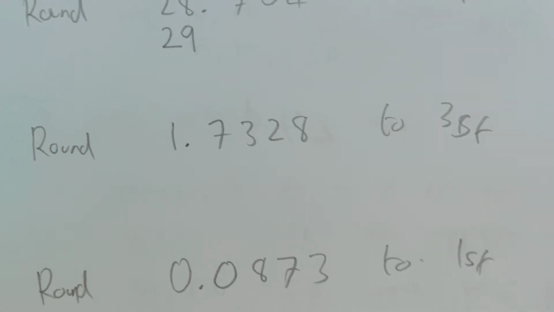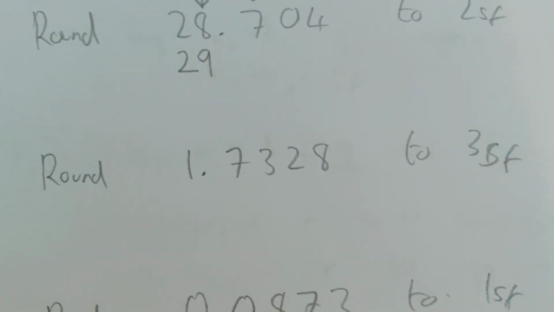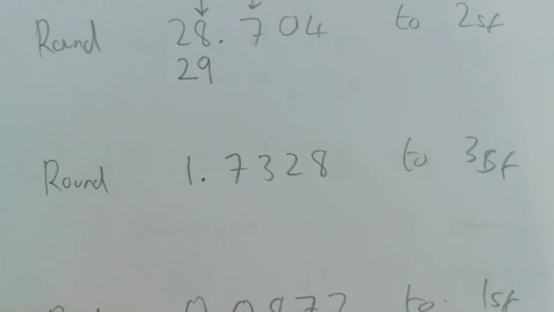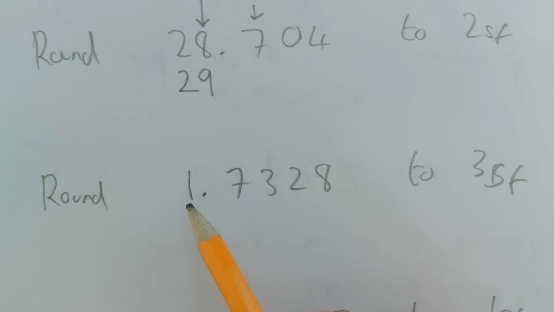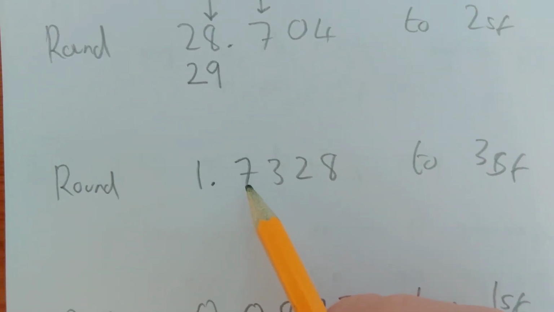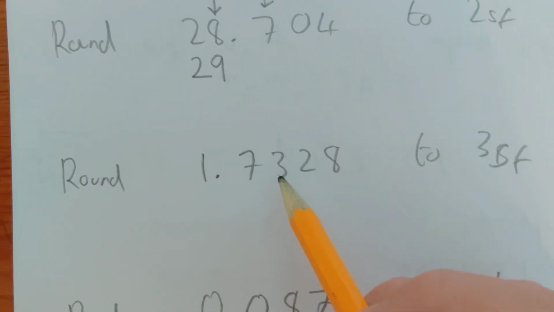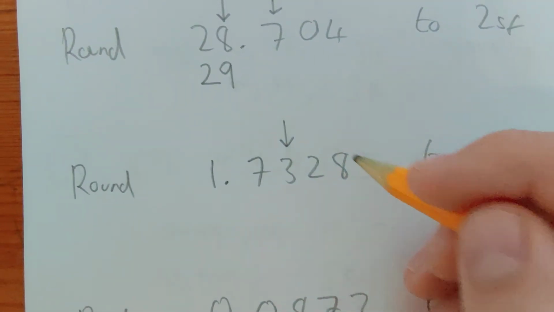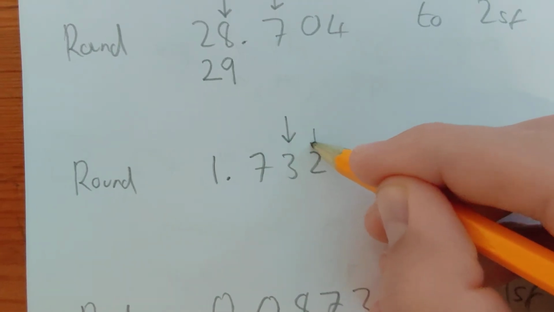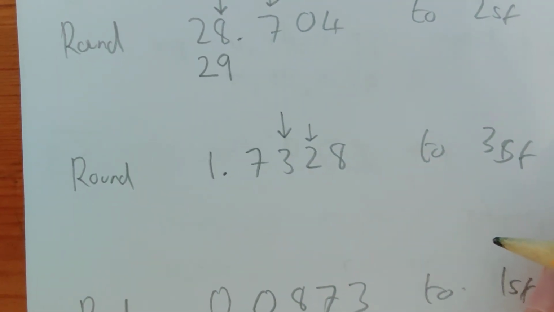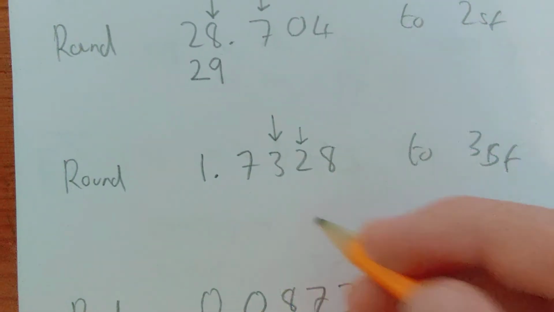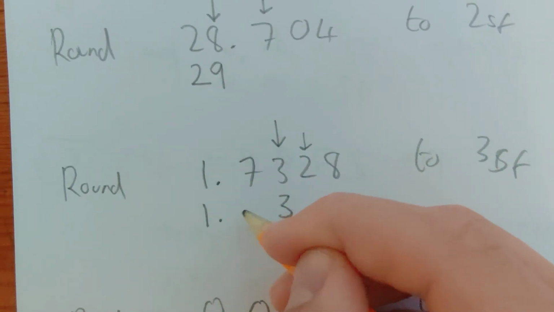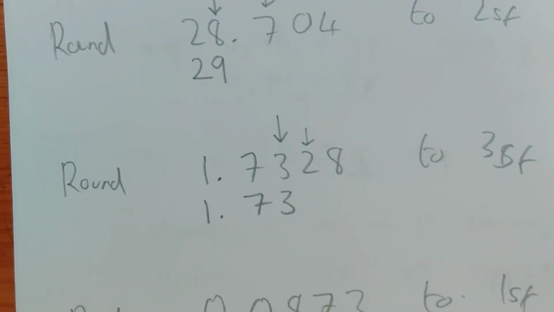Next up, maybe pause the video at this point and have a go at this one, see if you can do it. We're going to round 1.7328 to 3 significant figures. Well, the 1 is the first significant figure. The 7 is the second significant figure. The 3 is the third significant figure, so that's the number that I'm rounding. The next one on is the 2, the decider is the 2. That means that my number is going to stay the same because it's less than 5. It's not going to round up, so it's going to stay as a 3. These numbers get rounded off, and these numbers don't need to change. 1.73.